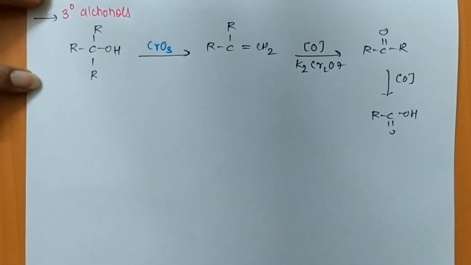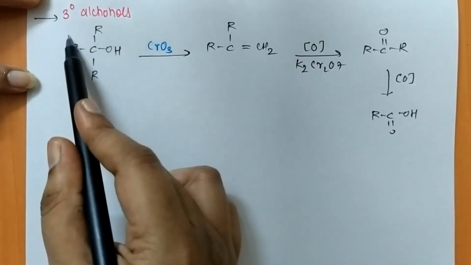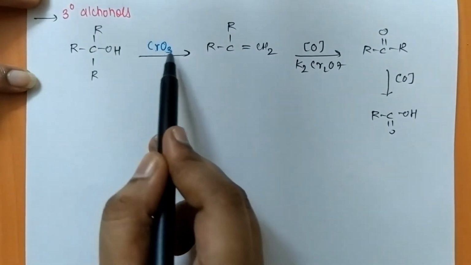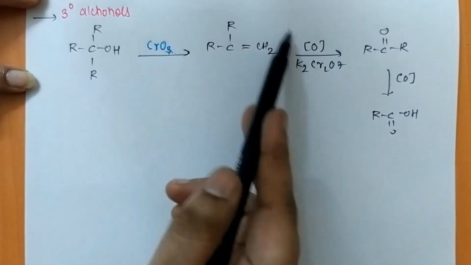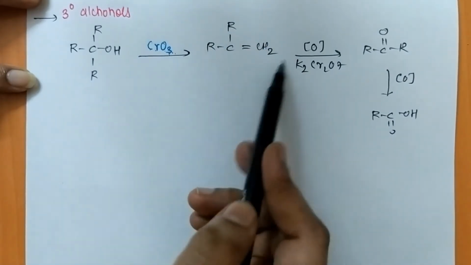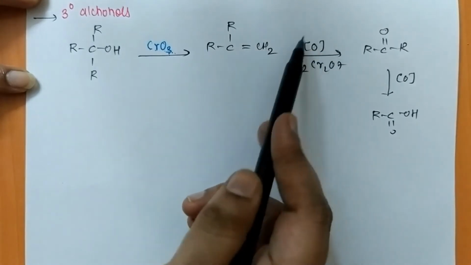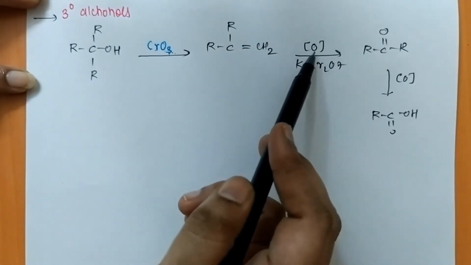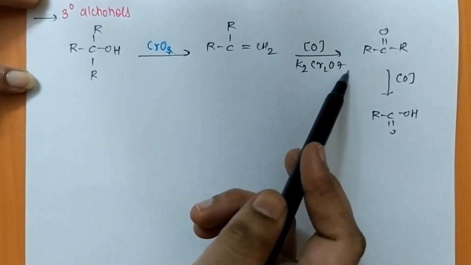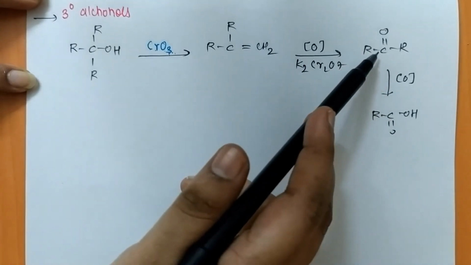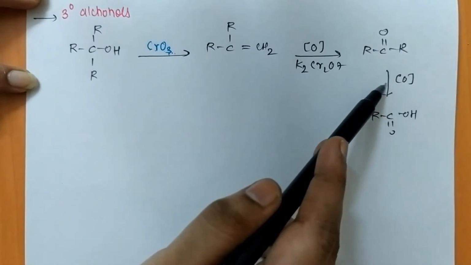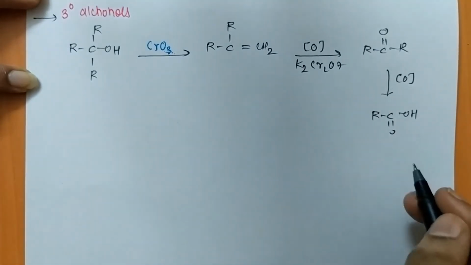I repeat, the tertiary alcohol is allowed to react with CrO3, chromium oxide, which leads to the formation of an alkene. Now this alkene reacts with nascent oxygen in the presence of K2Cr2O7, which ultimately leads to the formation of a ketone, and this ketone again undergoes oxidation, which ultimately leads to the formation of a carboxylic acid.